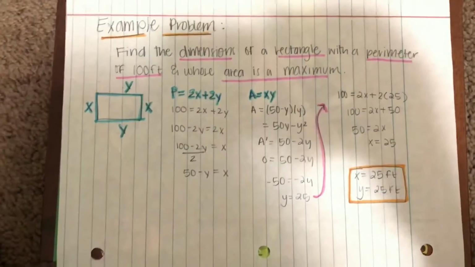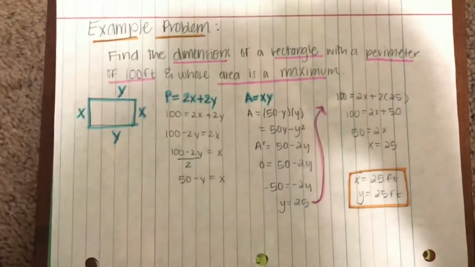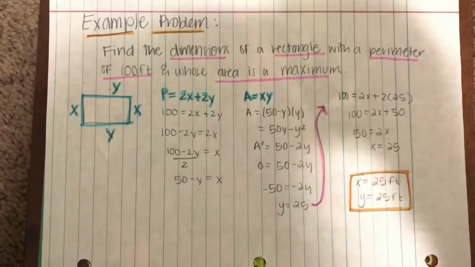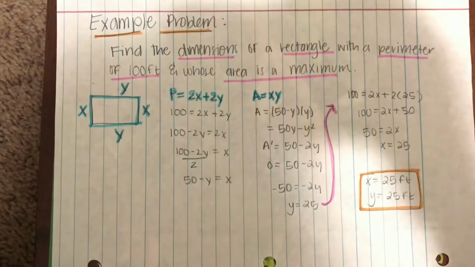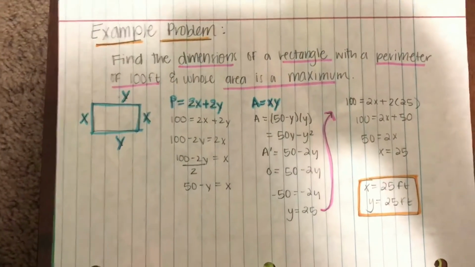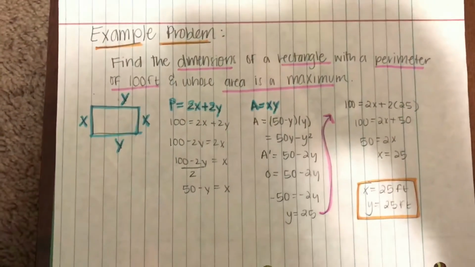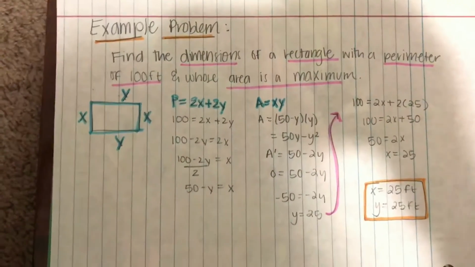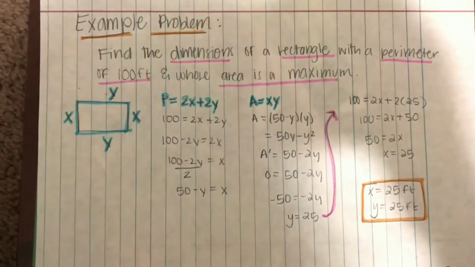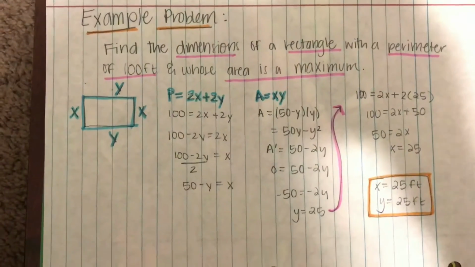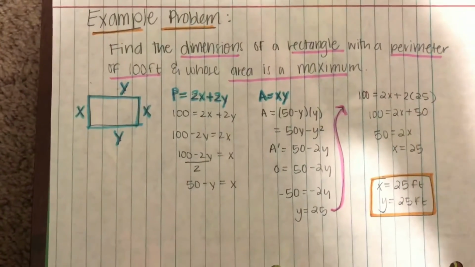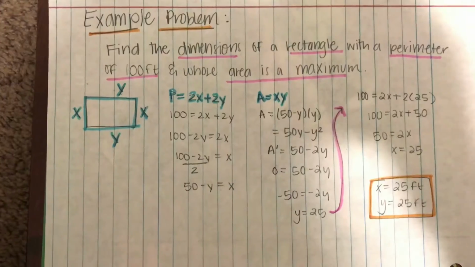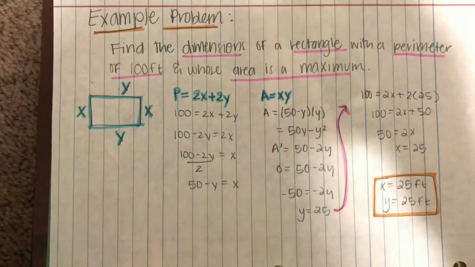Alright, now that we understand what a constraint equation and objective equation are, and just some basic ideas behind optimization problems, we can really look at an example and begin to understand the ins and outs of the concept. So this is our example problem, and they say that they want us to find the dimensions of a rectangle with a perimeter of 100 feet and whose area is a maximum.